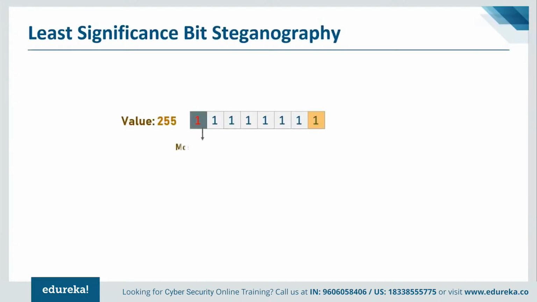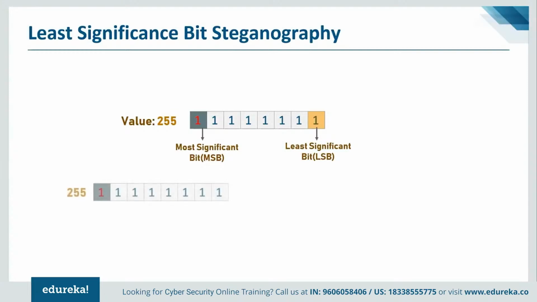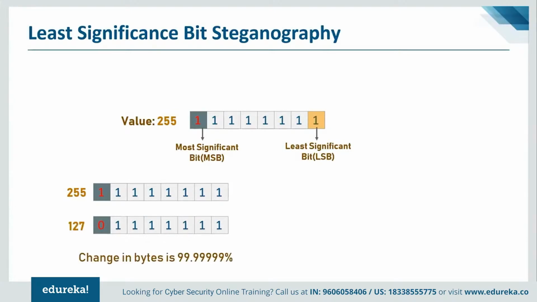Moving on, when we are working with binary values, we have more significant bits and less significant bits. The leftmost bit is the most significant bit. On the other hand, the rightmost bit is the least significant bit. Now, if we change the leftmost bit, that is the most significant bit, it will have a large impact on the final value. For example, let's say I have 255 and its binary representation, which is 8 ones in 8-bit representation. Now, if we change the leftmost bit from 1 to 0, the decimal value will change from 255 to 127. As you can see, the amount of change is very huge here. It has made a large impact on the final value.